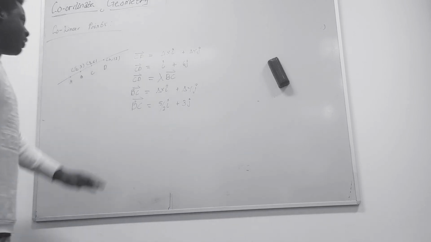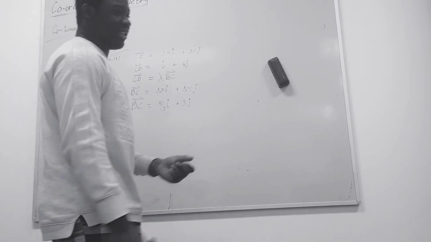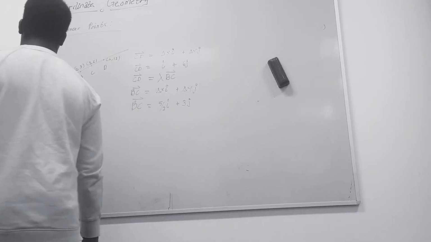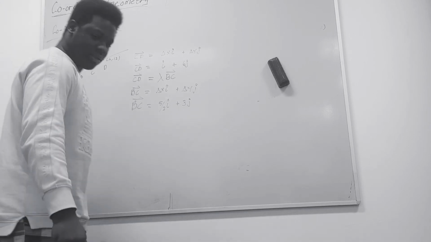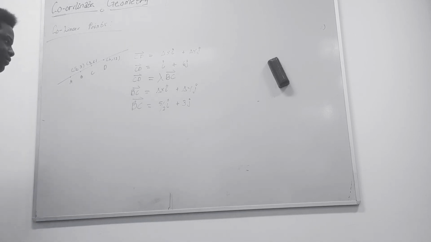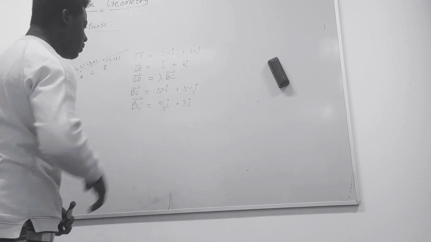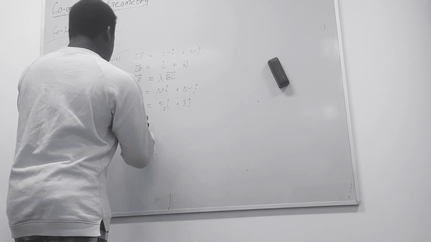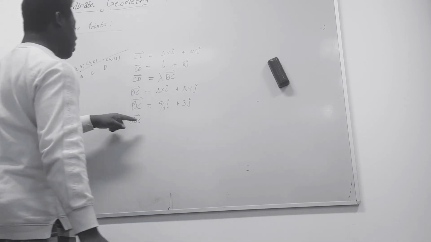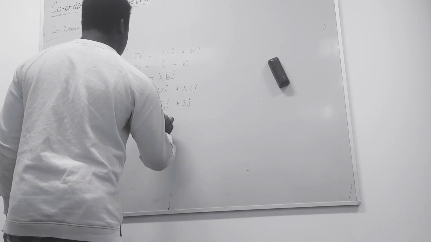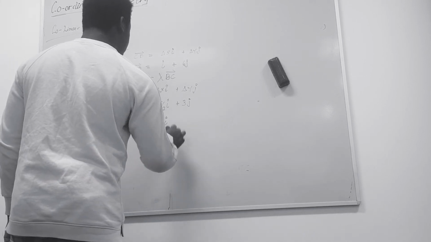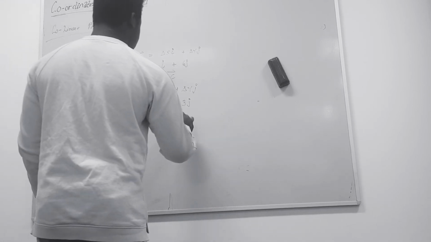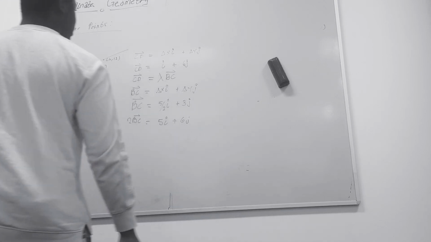The vectors might not look the same, but if you analyze them, you see that they're actually scalar multiples. I'll give you some interesting facts about collinear points. If you multiply through by 2, 2 times BC is equal to 5i plus 6j. It's not the same thing, is it?